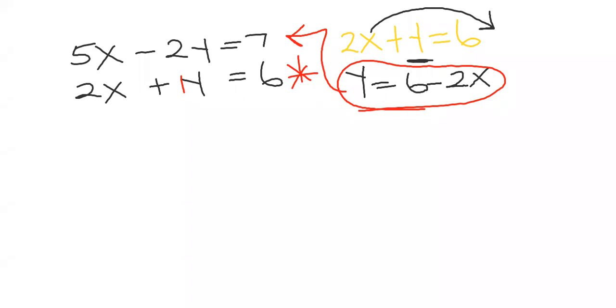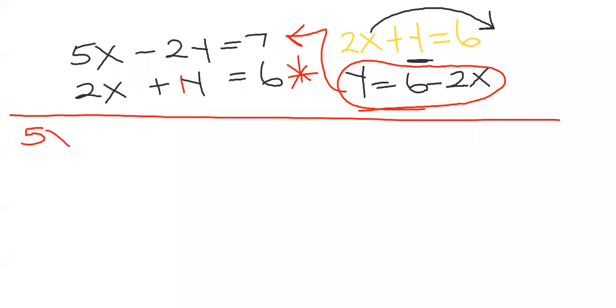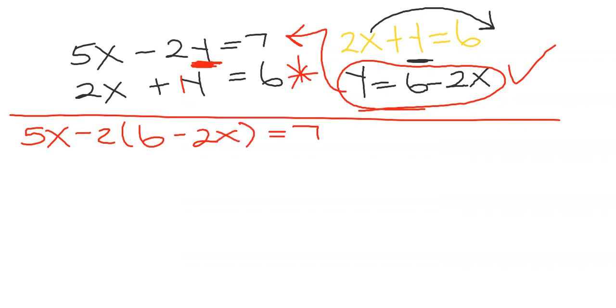Then rewrite equation 1. Now, rewriting equation 1, we now get 5x minus 2y. Now, when we get there, we don't insert that y, because we already have a y here. So we say 2y. Our y is 6 minus 2x. Then continue with the equation. Then everything is equals to 7. Then simplify your equation. Remove the brackets.